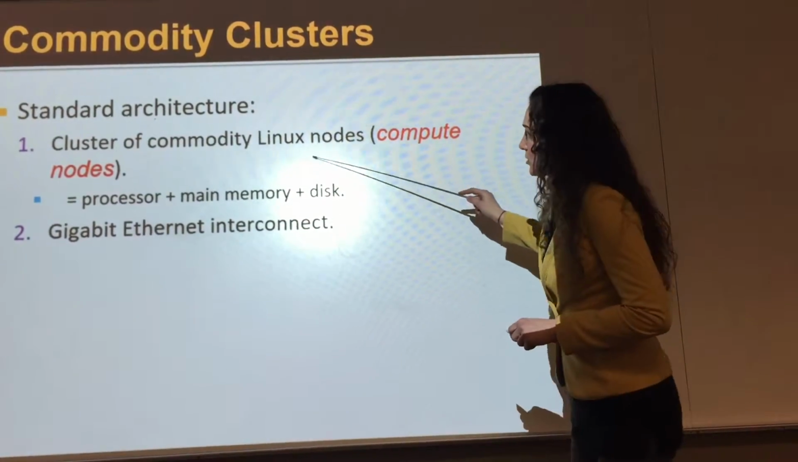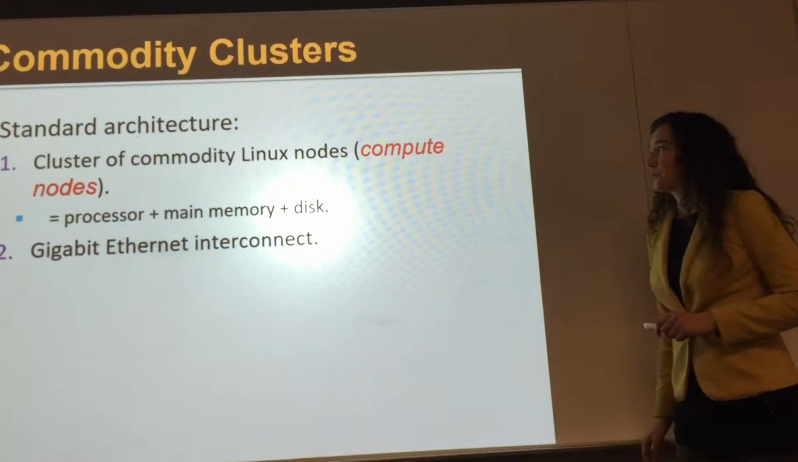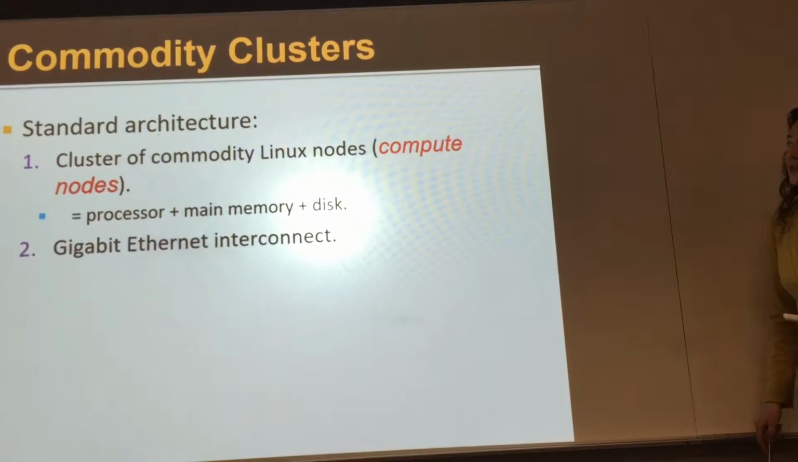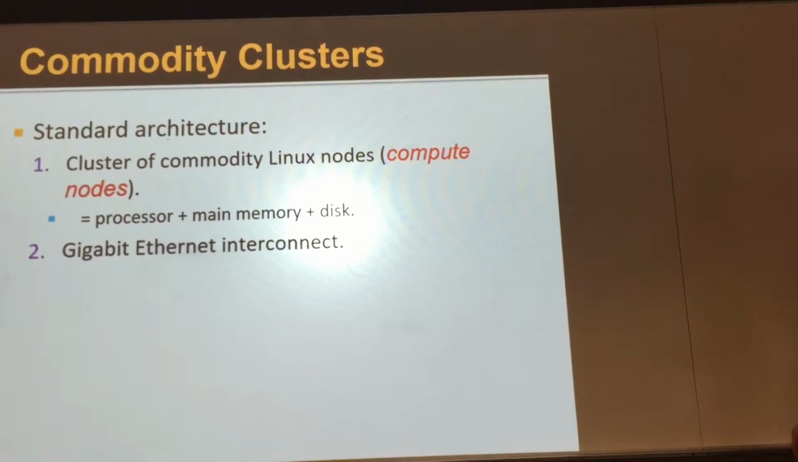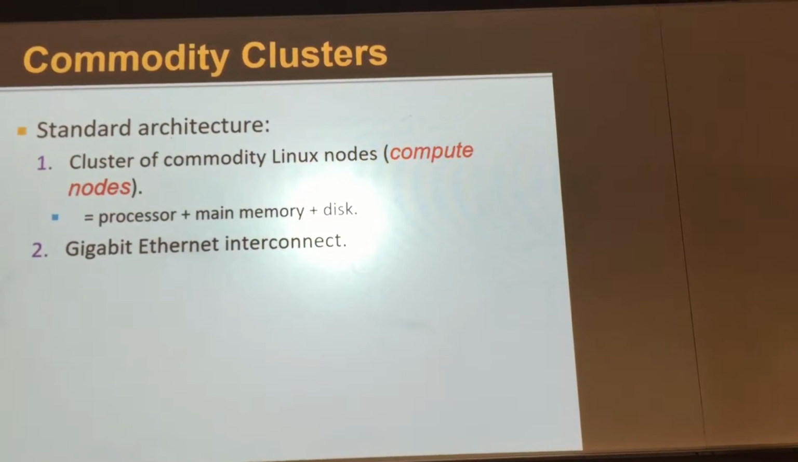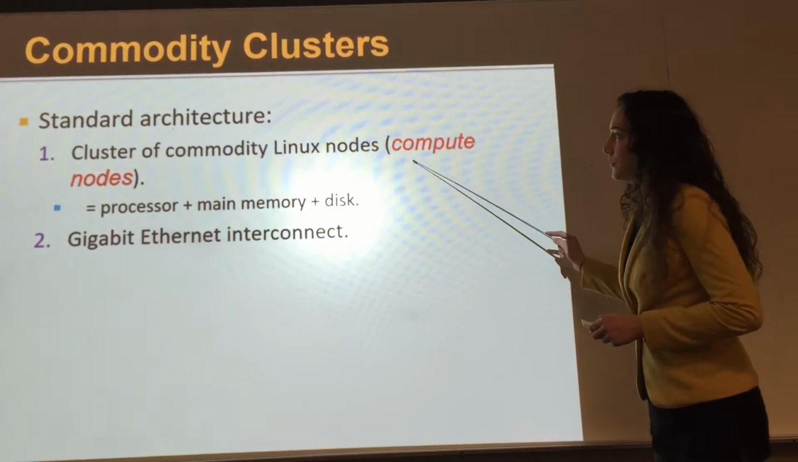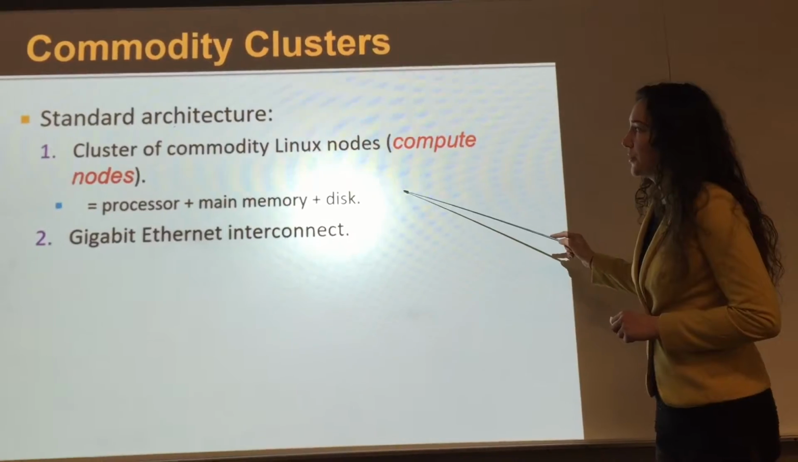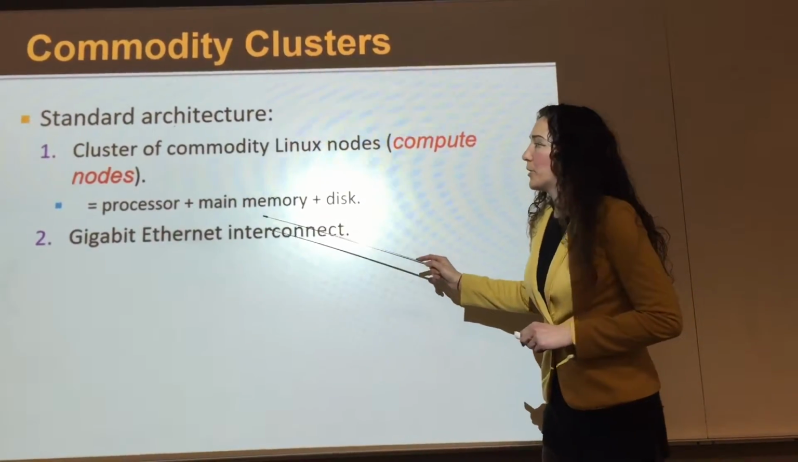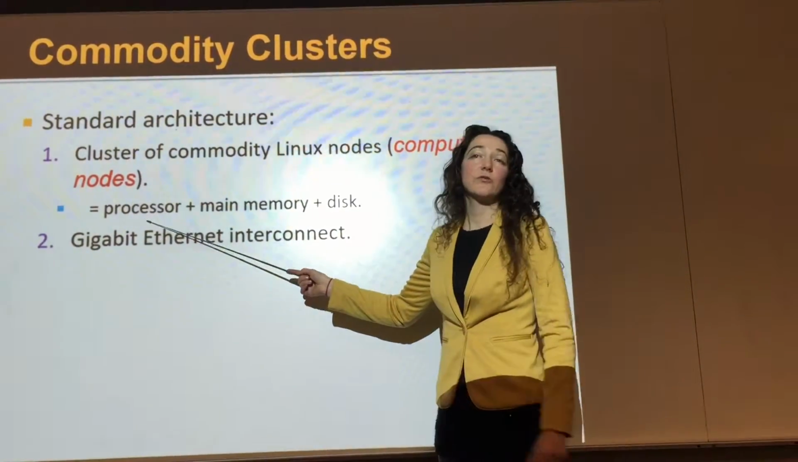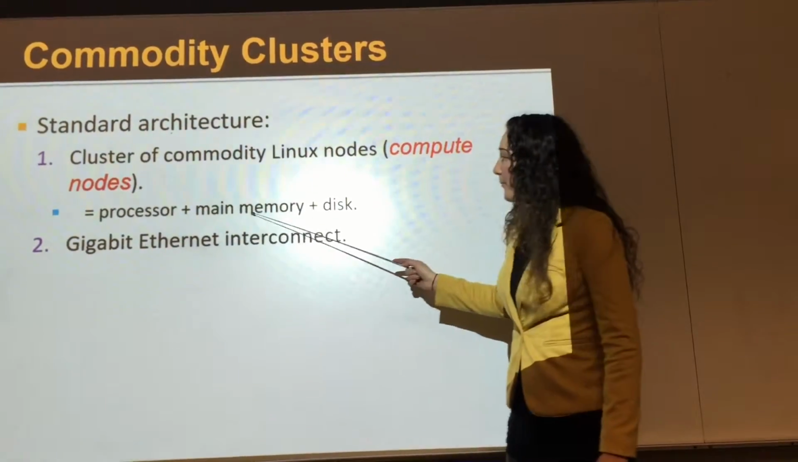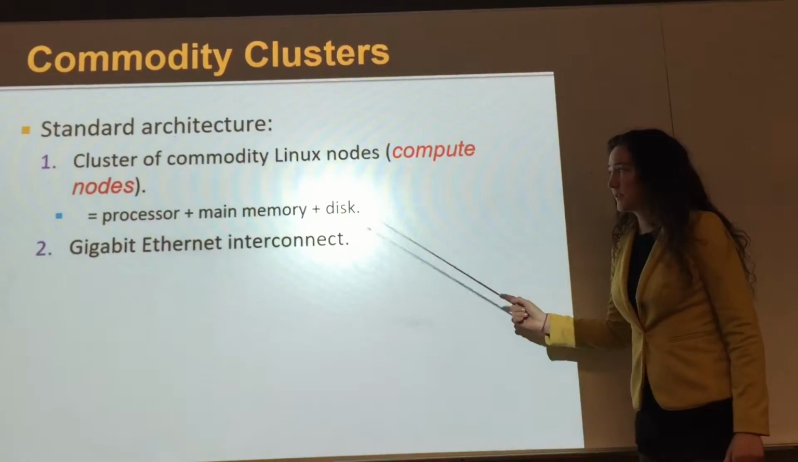Cluster of commodity Linux nodes. The node is a machine which is part of the cluster. So these are called compute nodes, so they're going to be doing some computation. It's a commodity computer, so the node is just a regular computer. It has processor, memory, and disks, hard drives.